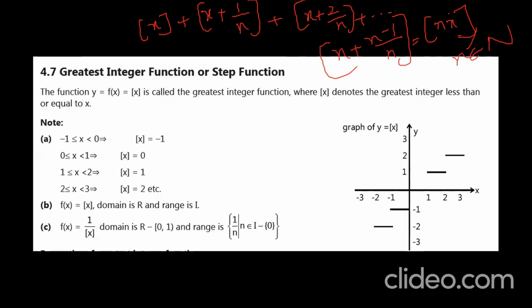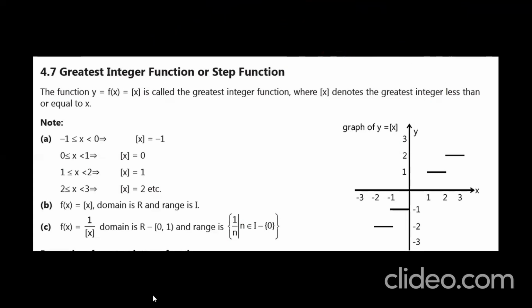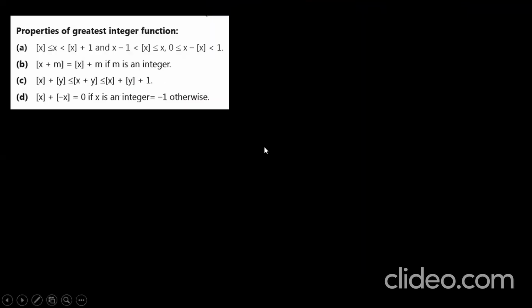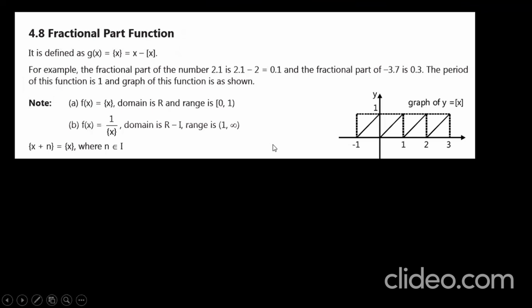Okay. Very good. Next, let us observe the next function. Properties also we observed. Next, fractional part. Fractional part of a function: f of x is equal to x minus integral part of x. So domain is R and the range is between 0 and 1, that is, 0 is included and 1 cannot be included. Then f of x is equal to 1 by x. Domain is R minus 0 and range is R minus 0. Like this we can define.